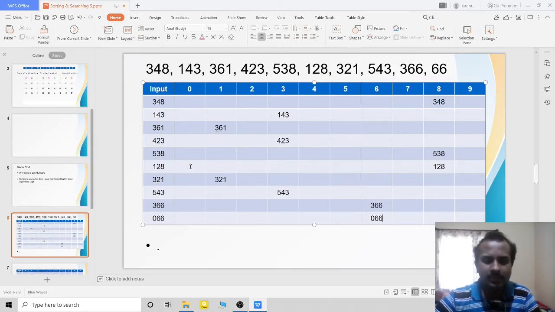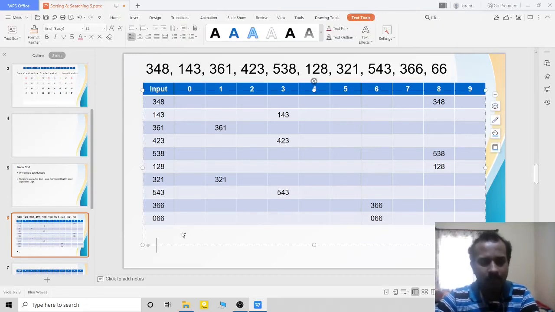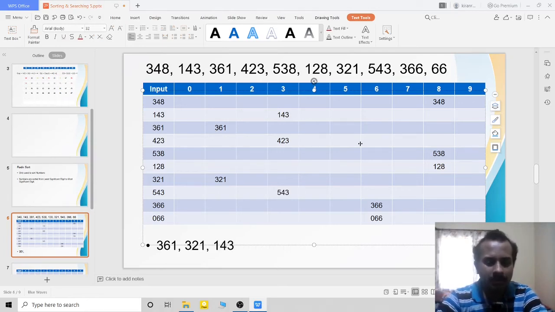First check whether anything is present in the 0th block. Nothing is present in the 0th block. So next check the 1 block. In the 1 block I have 361 and 321. So copy the 361. Then I have the 321 in the same block. So 321. Don't change the order when you write. How it is coming, write like that only. Then I have 143. Then I have 423. Then I have 543.